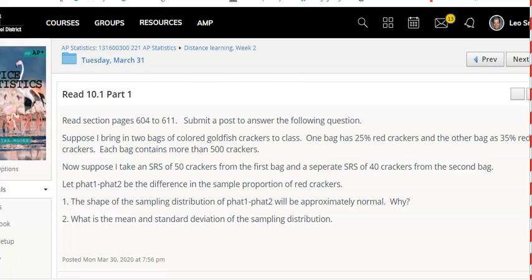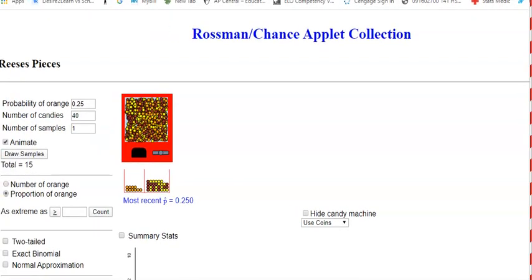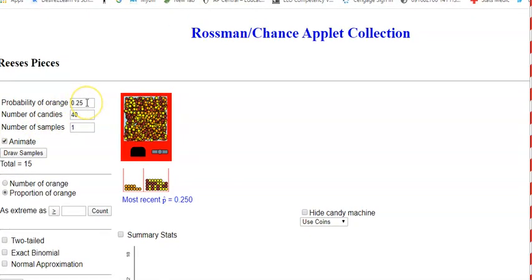So as we look at this, they're taking sample p hats of size 50 and sample p hats of size 40. One way to easily simulate this is at a website called Rossmann-Chance Applet Collection. Just Google that if you're wanting to do this. But what I can do is actually simulate a bunch of these. So say that 25% of the population is orange, and I have a sample size of 40, and it will actually simulate that for us in a rather neat little animation here.